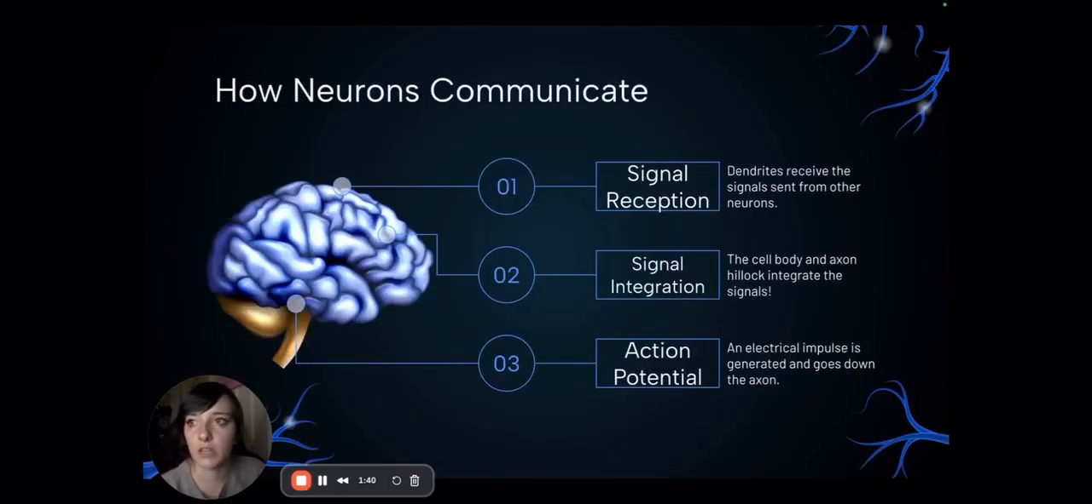So how do neurons communicate? There's signal reception, signal integration, and action potential. The dendrites receive the signal sent from the other neurons in signal reception, and then in signal integration, the cell body and axon hillock integrate the signals. If the signal is strong enough, an electrical impulse called the action potential is generated and goes down the axon.